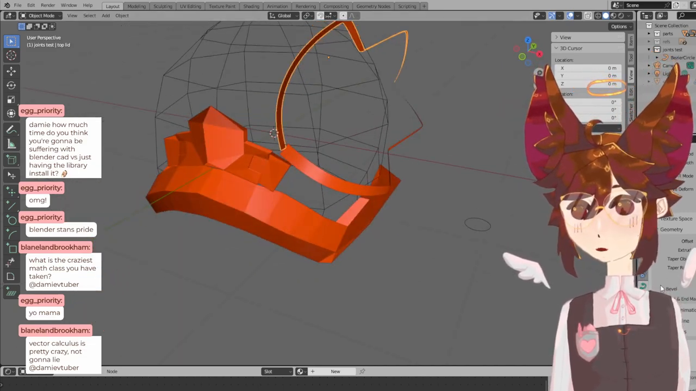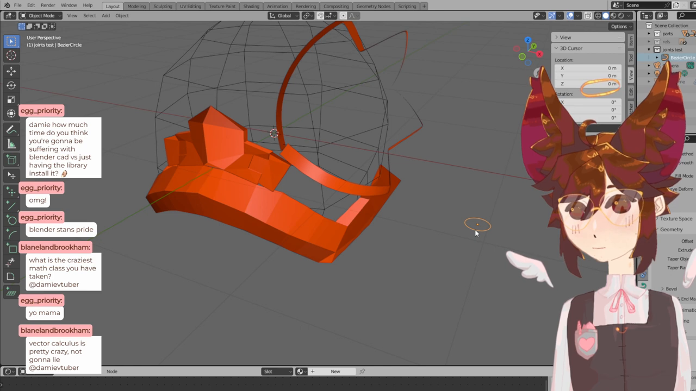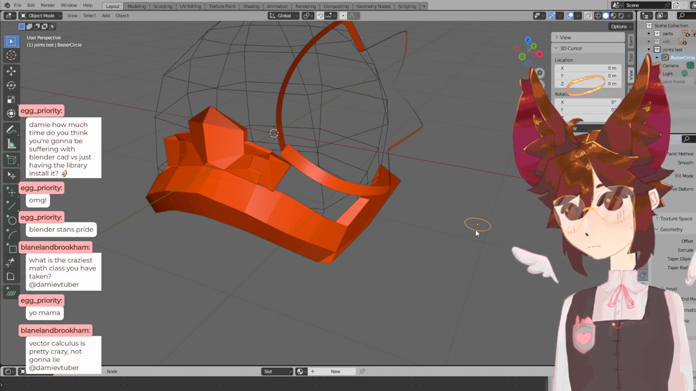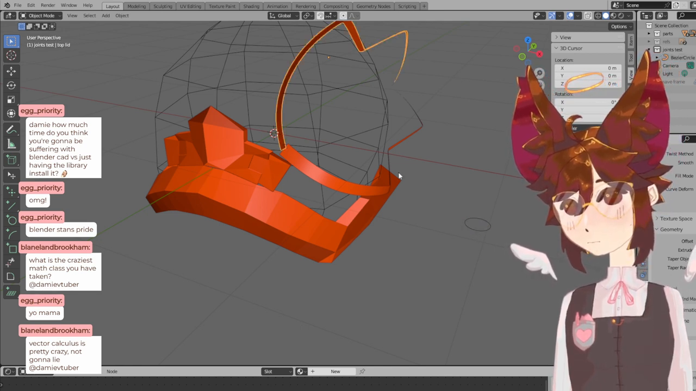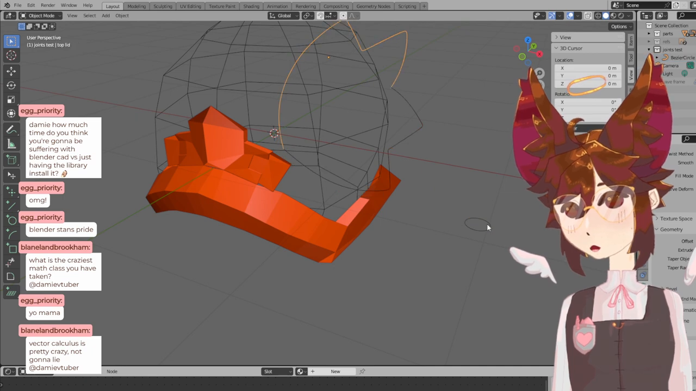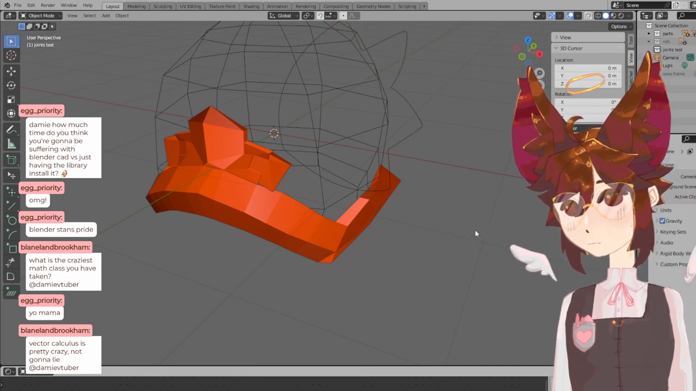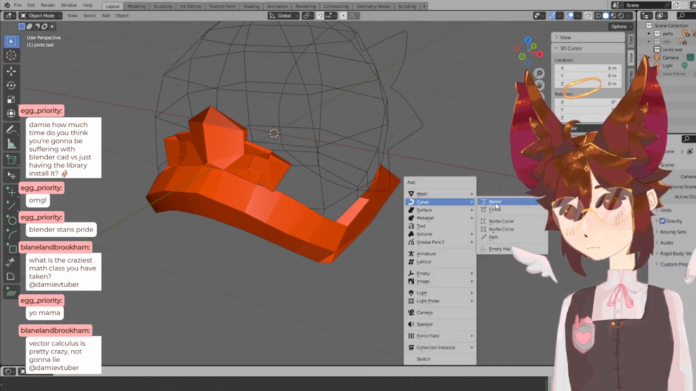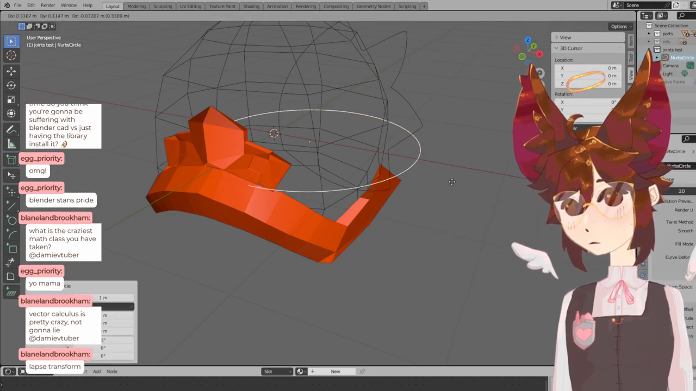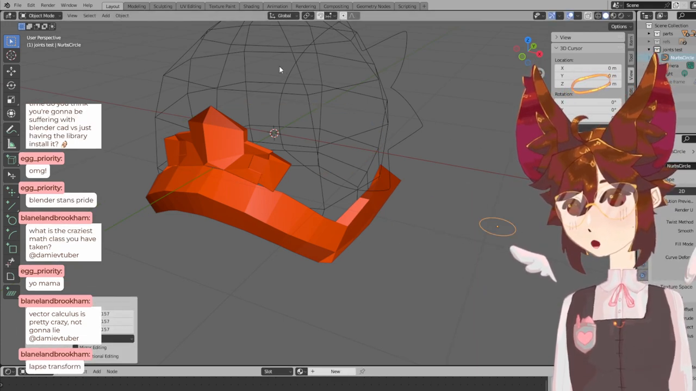I'm so sad I can't get this to work. I don't remember how I did this before. Maybe it's not a Bezier circle. I mean, maybe that's not the right thing. What was it? Oh, maybe it's nub circle? Maybe it's nubs?